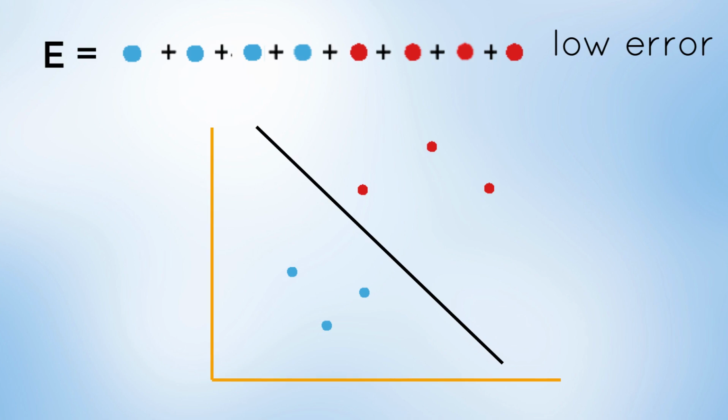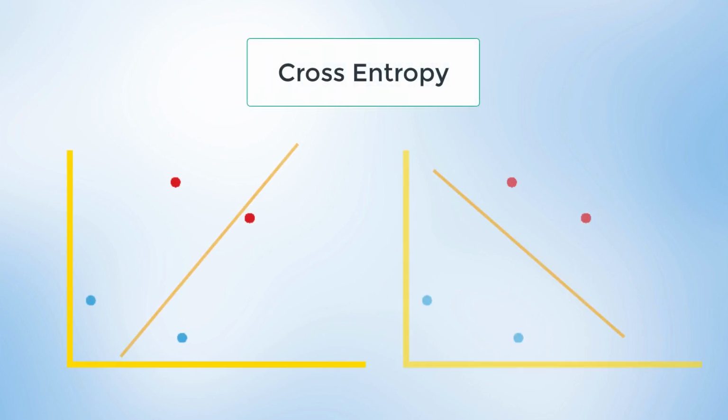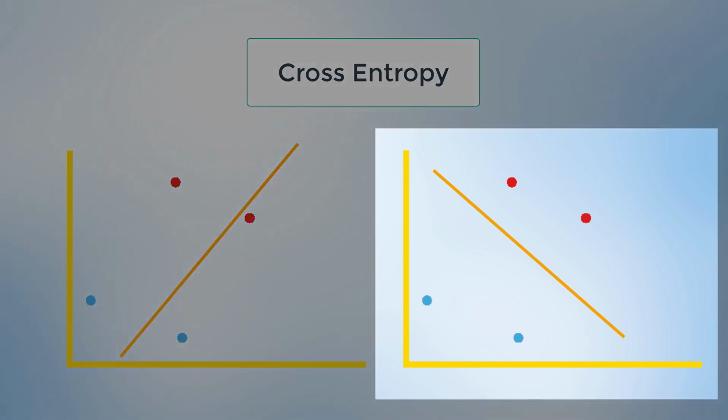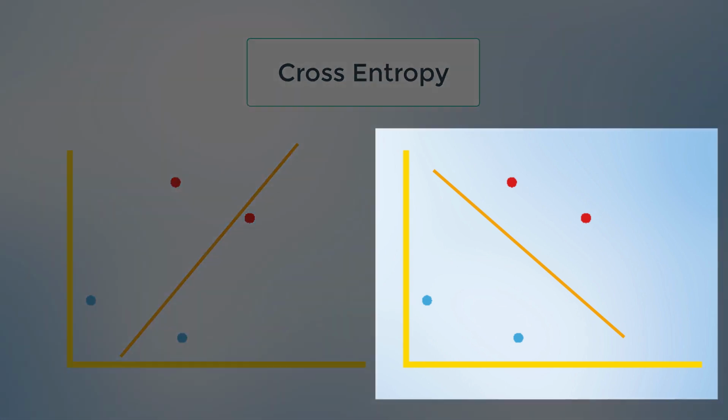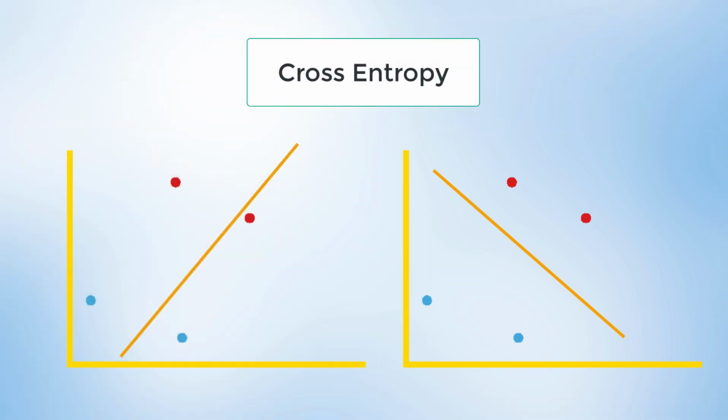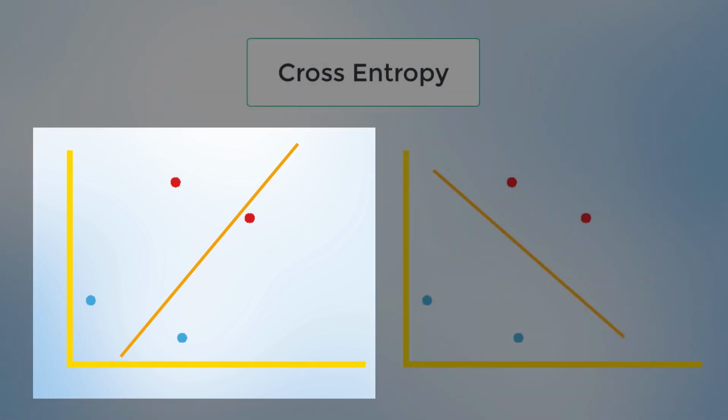Mathematically, how do we determine this error? Well, we use the formula associated with the cross-entropy function. To better illustrate this, let's take a look at the 2 following models. Just purely from eyeballing this, we know this model is better than this one, as it properly places the blue points into one discrete class and the red points in another, whereas this line mixes the red and blue points up.